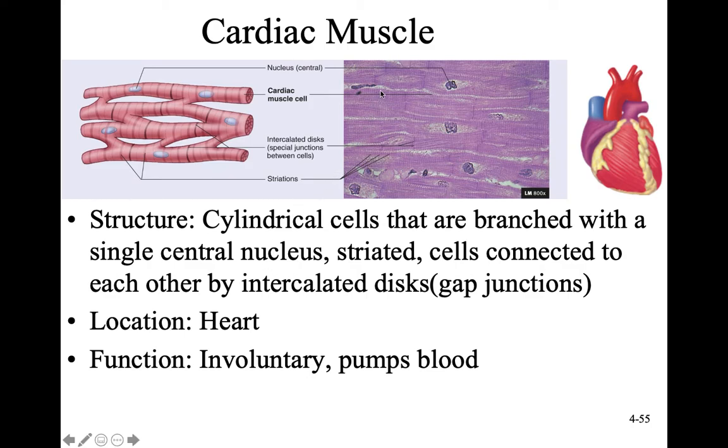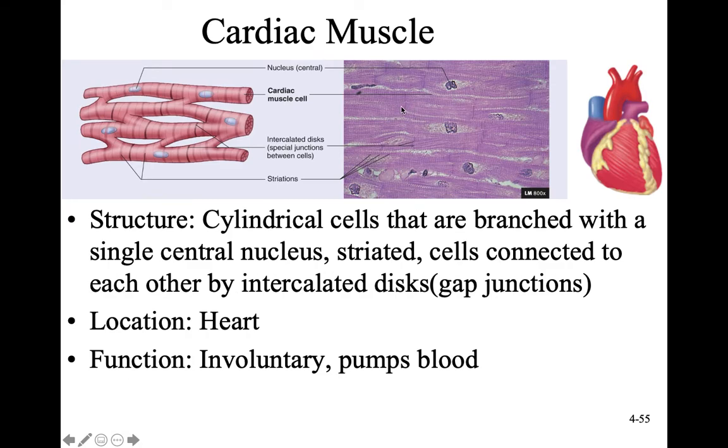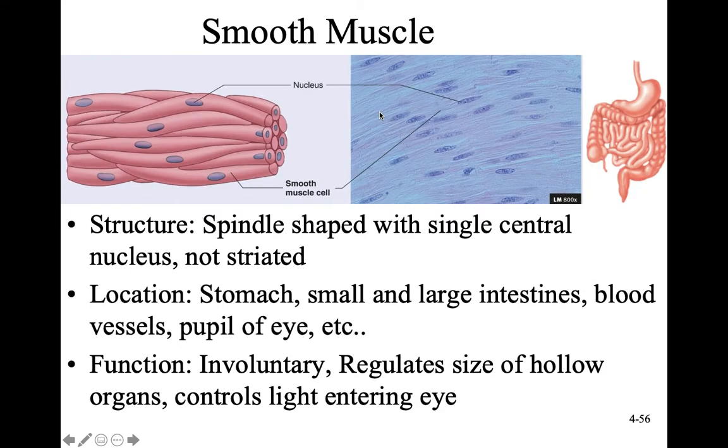We can also get a little hint of a banded type of appearance: very light, dark, light, dark, light, dark, very small in here. These are the striations, and they are similar to our skeletal muscle, but not quite as prominent as in skeletal muscle. But we do have a banded type of appearance that you can see throughout the cardiac muscle.